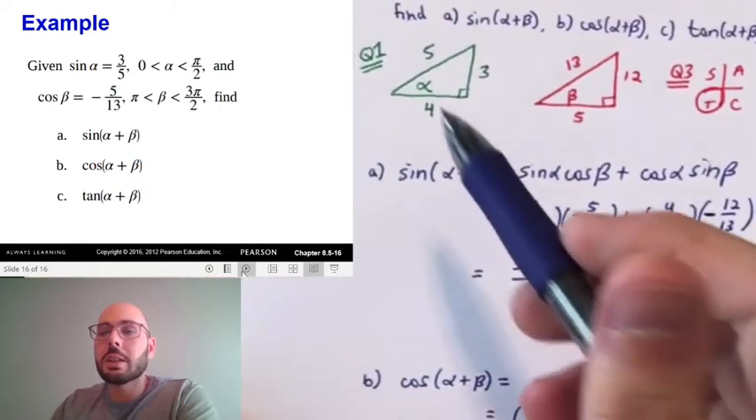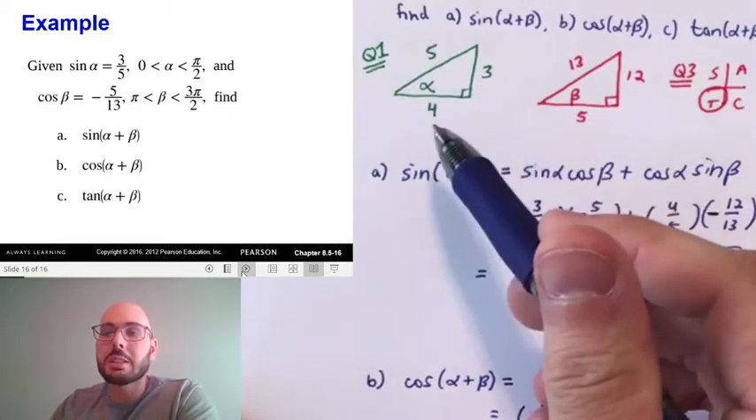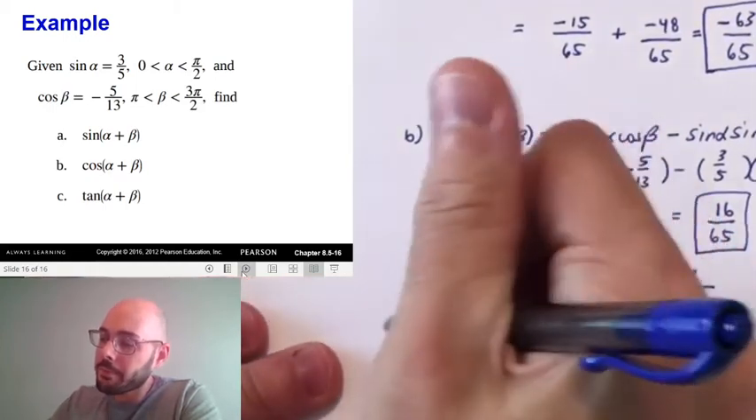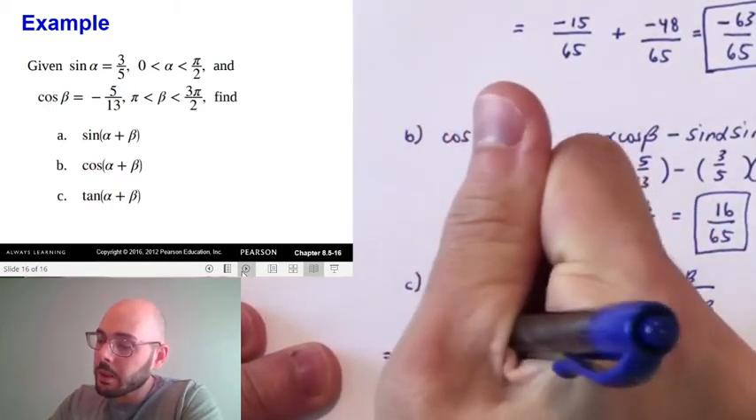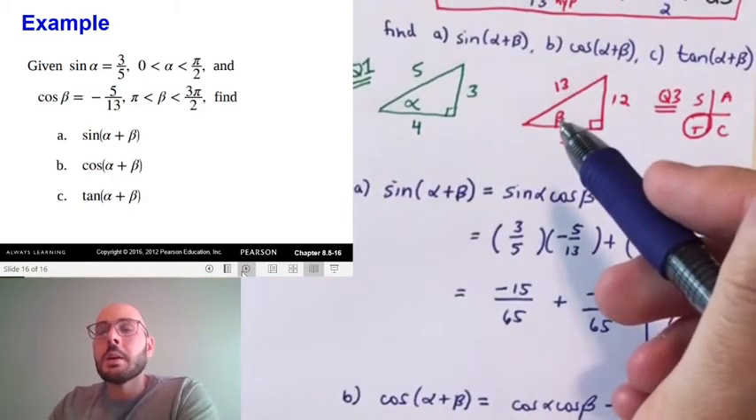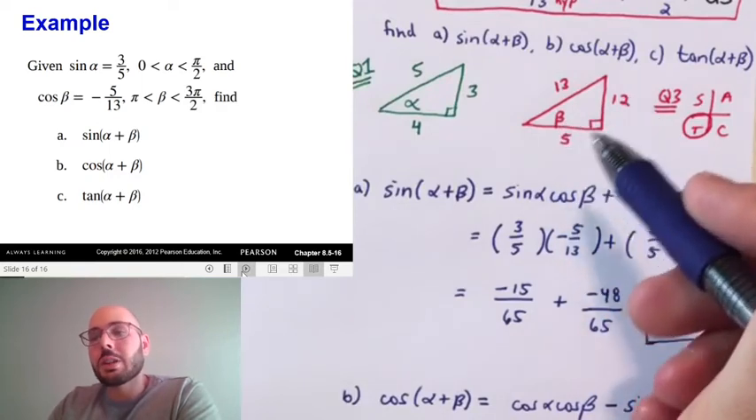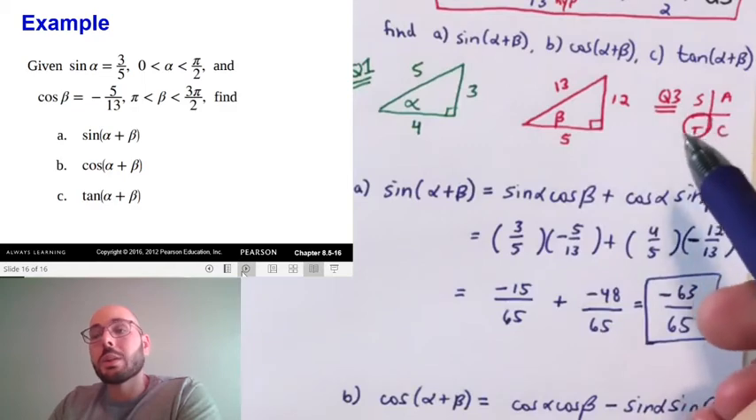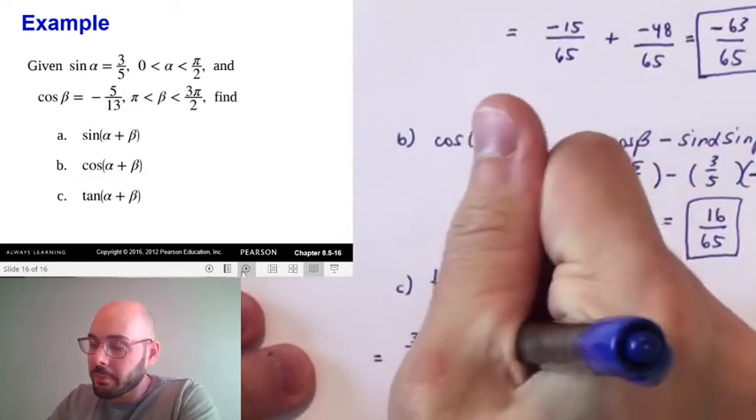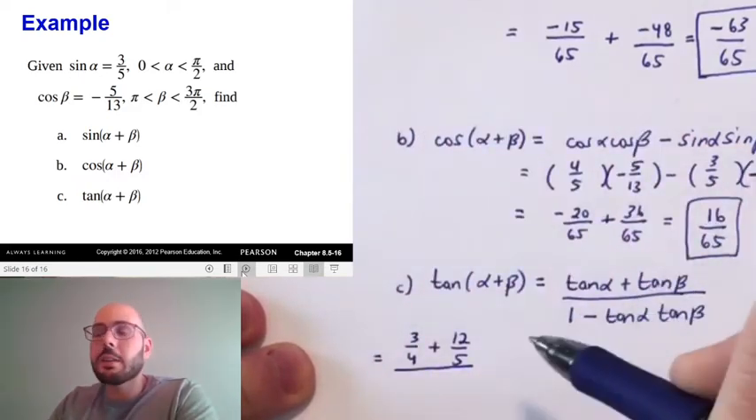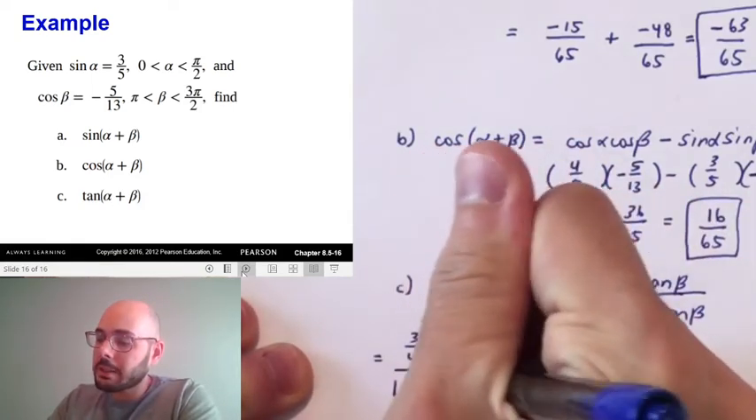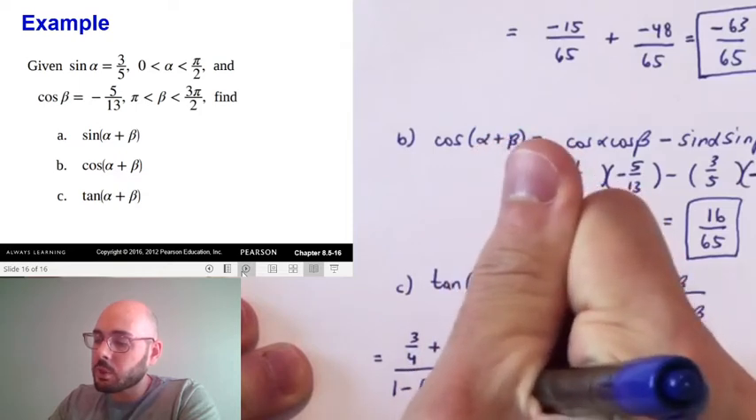So tangent alpha, looking at this, tangent is opposite over adjacent. It's going to be 3 over 4. We're in quadrant 1. Everything's positive, so that's a positive 3 over 4. Plus tangent beta. So go ahead, look at your beta triangle. Tangent is opposite over adjacent, 12 over 5. We're in quadrant 3. Tangent is positive there, so it's going to be positive 12 over 5. And lucky for us, that's all we really need because the rest of the formula reuses those. So it's going to be 1 minus 3 over 4 times 12 over 5.